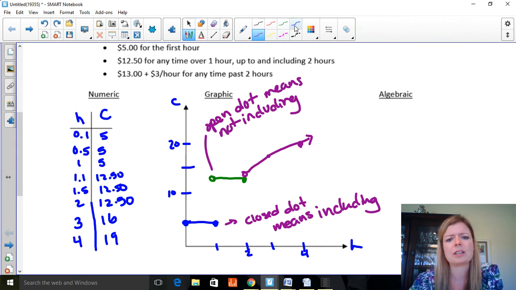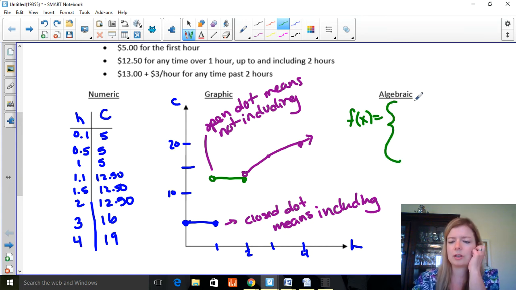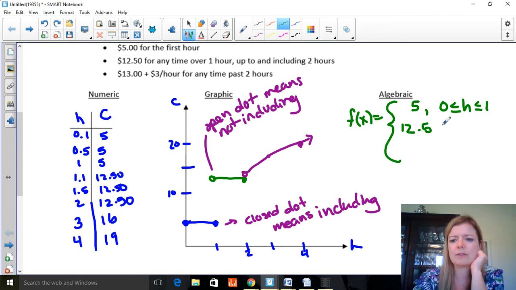Okay, now how do we actually come up with an equation for this mess? Well, we want to represent the 3 parts. So we go f at x equals, and we're going to have 3 separate equations. So f at x equals 5 if h is between 0 and 1, and it includes 1. It's going to be $12.50 for h greater than 1, but less than or equal to 2. So that includes 2. That's why we have the closed dot.